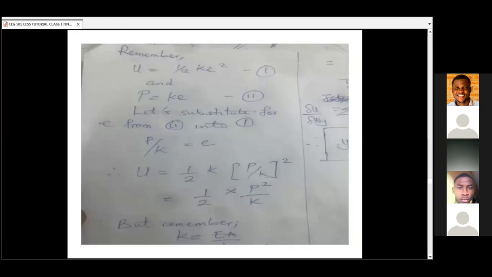Now, from the earlier stated equations, we know that U equals half k e squared and P equals k e. So now if we are trying to derive a formula for U which would include our e and our k, we can therefore go this way. We know that U equals half k e squared, P equals k e, and P over k equals e. So if we now put the value of e as P over k, we would have U equals half times P squared over k.